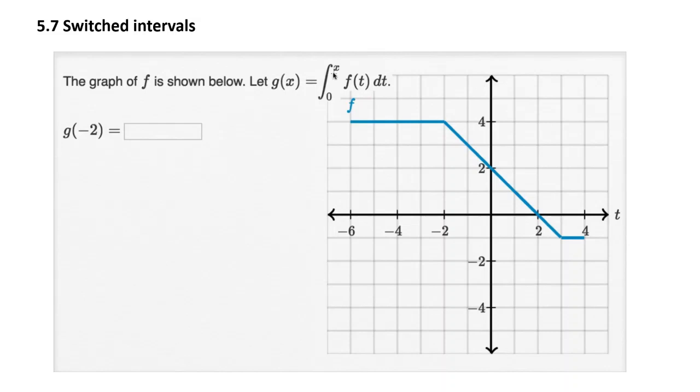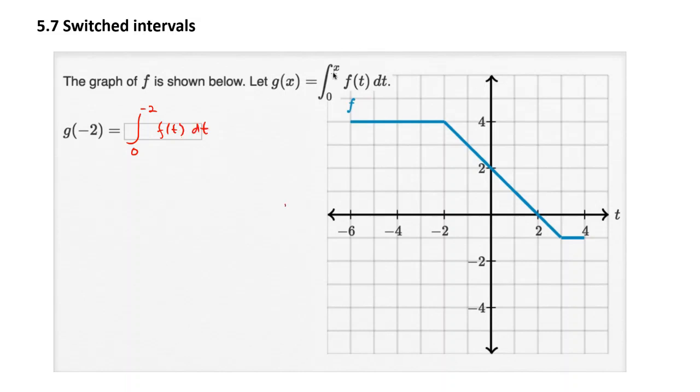It probably looks unfamiliar, because when we learn about the fundamental theorem of calculus, it always starts from c to x or something. But no problem, it's just as simple. In this case, we just substitute x with -2. So g(-2) equals the integral from 0 to -2 of f(t) dt.